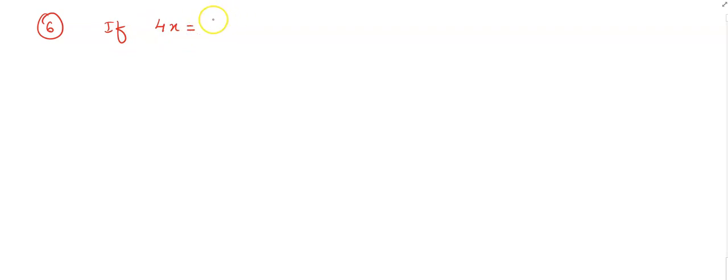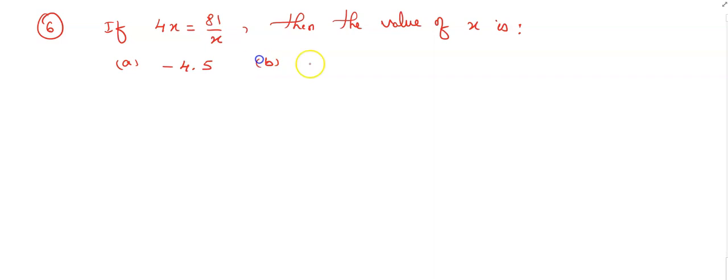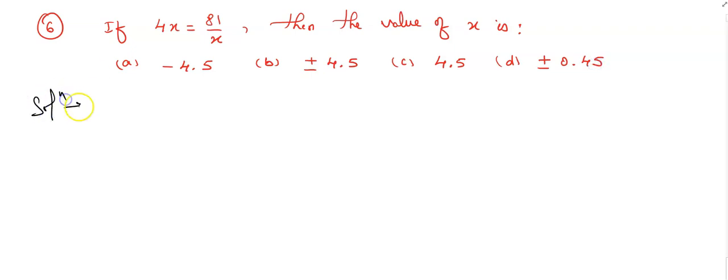Next question: if 4x is equal to 81 by x, then the value of x is? Option A: minus 4.5. Option B: plus or minus 4.5. Option C: 4.5. Option D: plus or minus 0.45. See children, this question also appeared in the final board exam. If 4x is equal to 81 by x, then find the value of x.